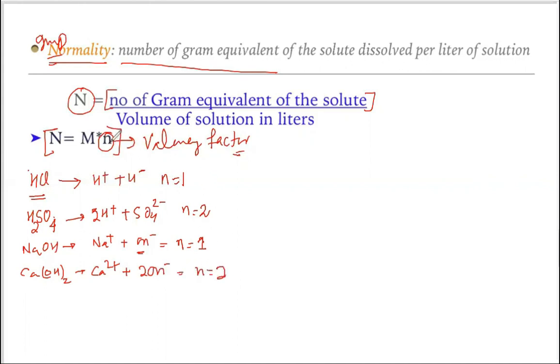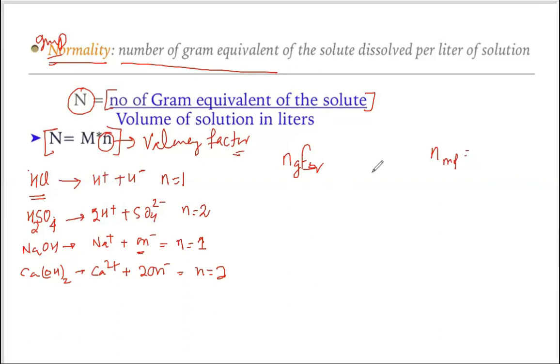So what is the meaning of this valency factor? It represents the number of H plus or OH minus ions produced by acids or bases. Now, what is the meaning of the number of gram equivalents? I am going to relate the number of gram equivalents with the number of moles.